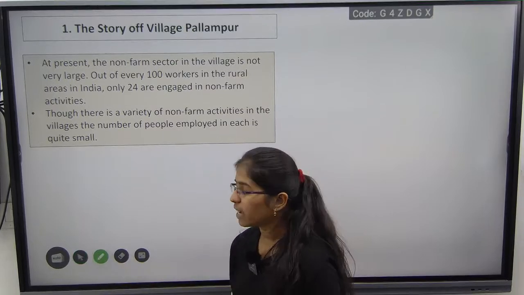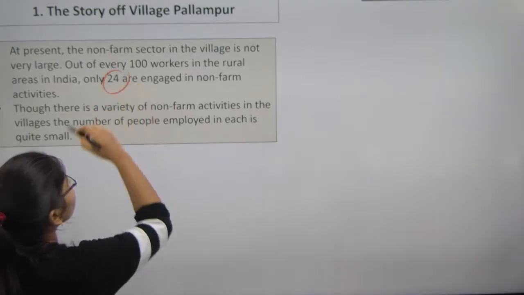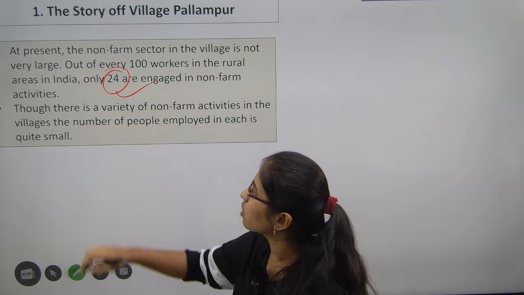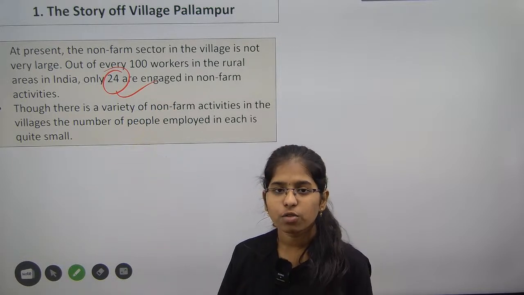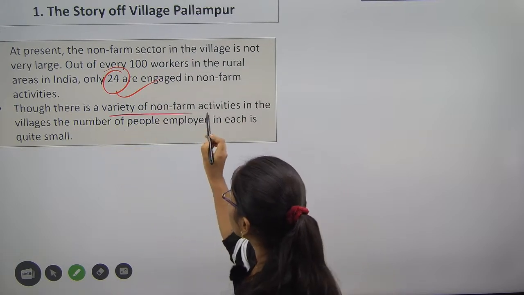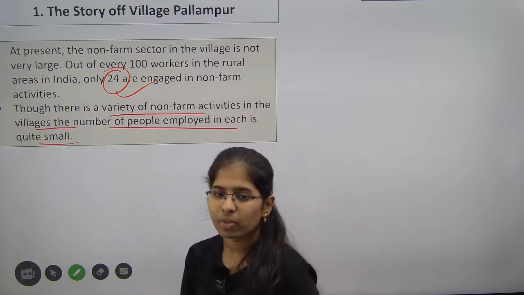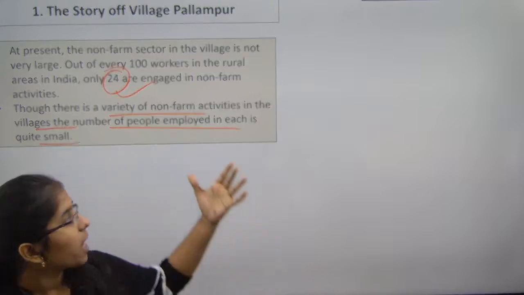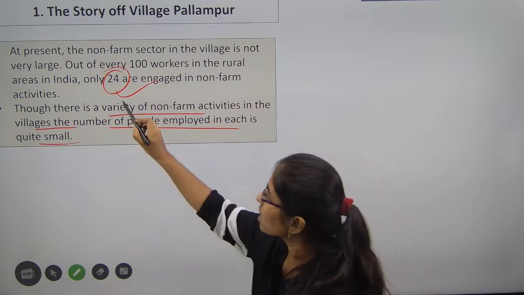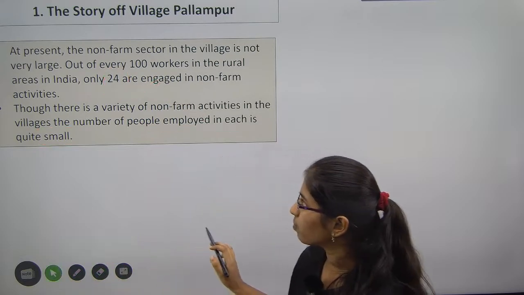Now see, in Palampur, out of 100, only 24 men were involved in the non-farming sectors. That means it was very less. That means nearly 1/4 of the members were involved in the non-farming sector. Though there is a variety of non-farming activities in the villages, the number of people employed in each was small. They are saying that although in Palampur village they were having many non-farming activities, still the number was quite low. With this, we completed the first chapter.